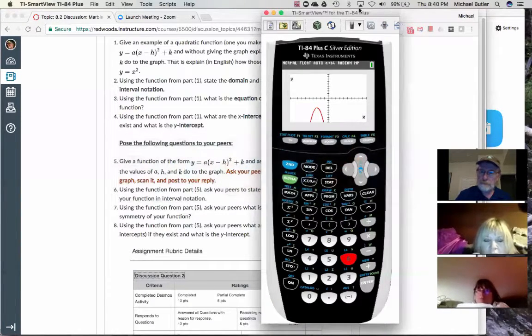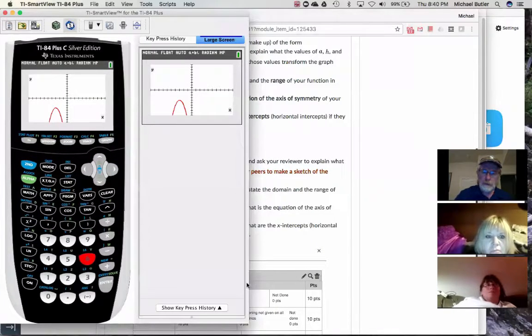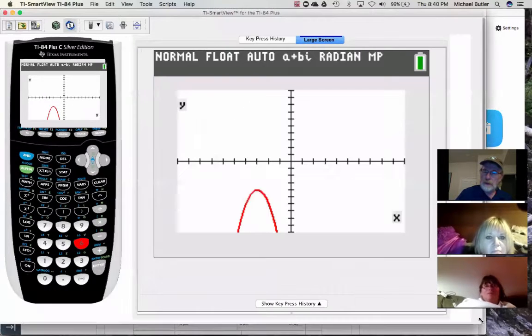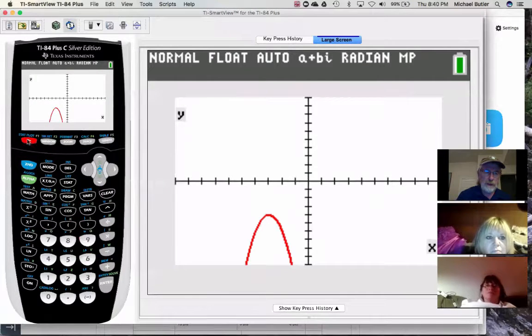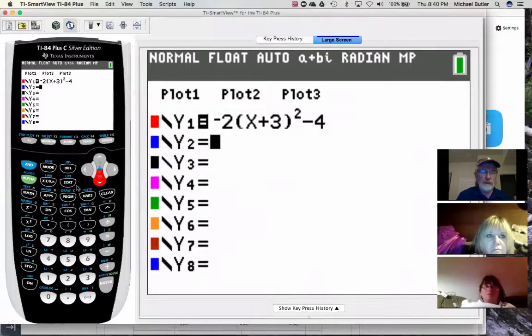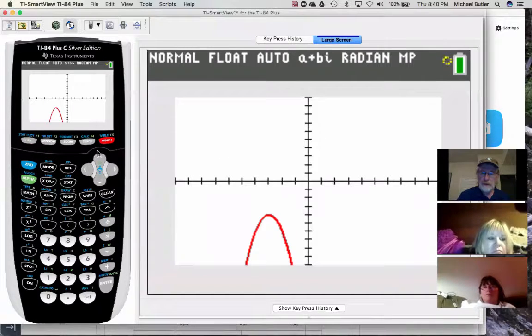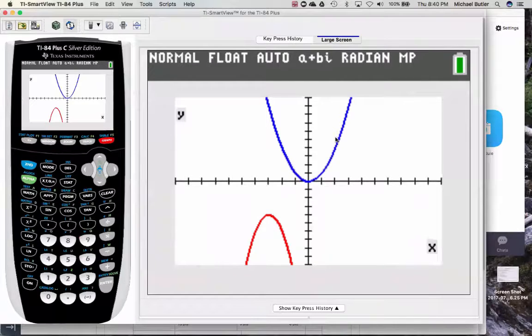So, make this bigger for you so you can see it. What I know it did to my graph is it changed its shape and it moved it. And the way you can see that is, when we say what did it do to the graph, we're saying what did it do to x squared, which is the stock graph. So there's the stock graph right there. So what did those values do?